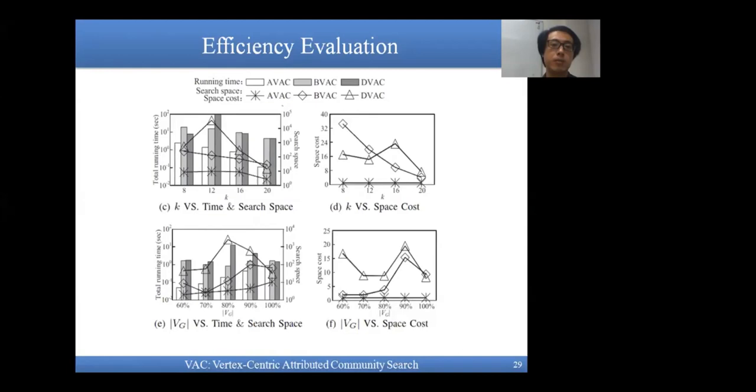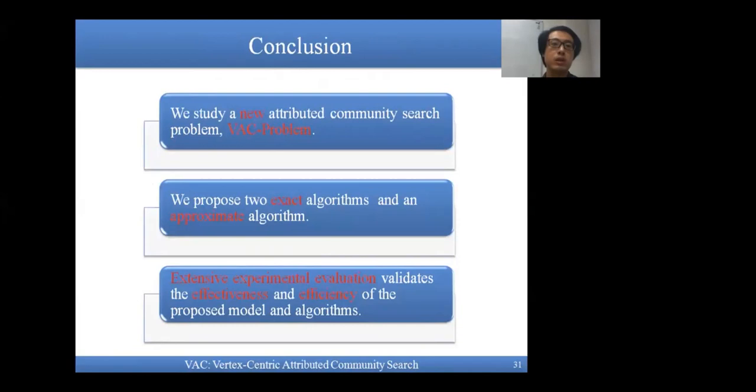To conclude, we study a new attributed community search problem and propose efficient algorithms to handle it. Finally, extensive experiments demonstrate the effectiveness and efficiency of our model and algorithms. Thank you.